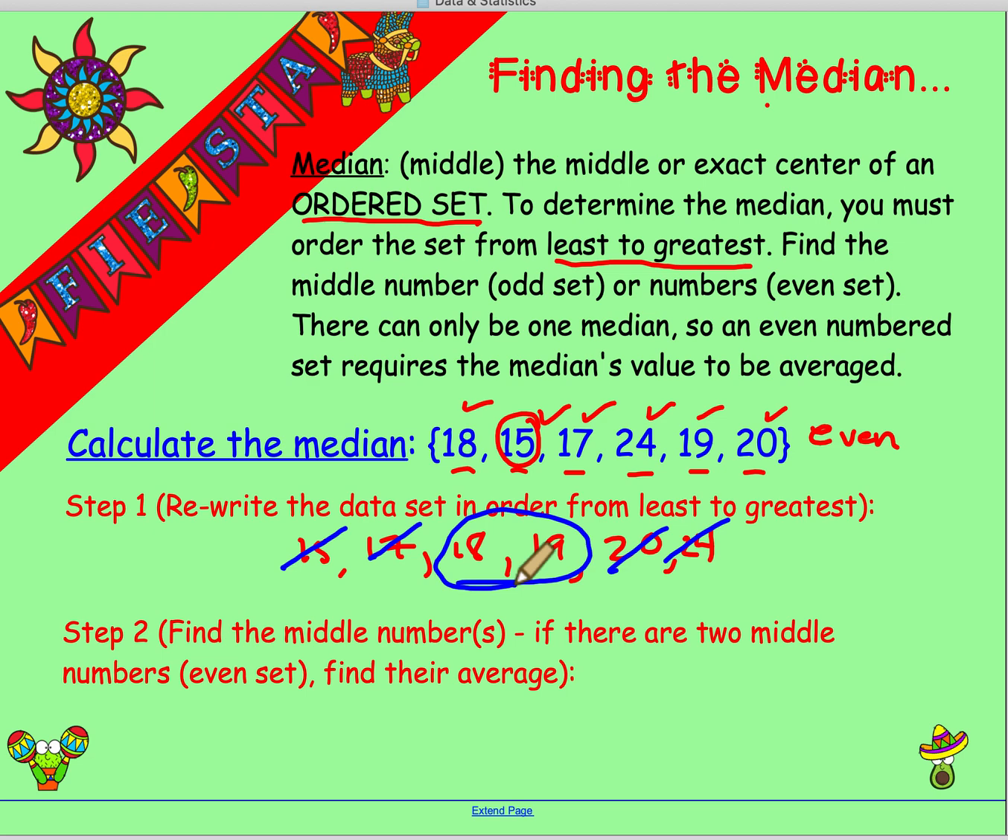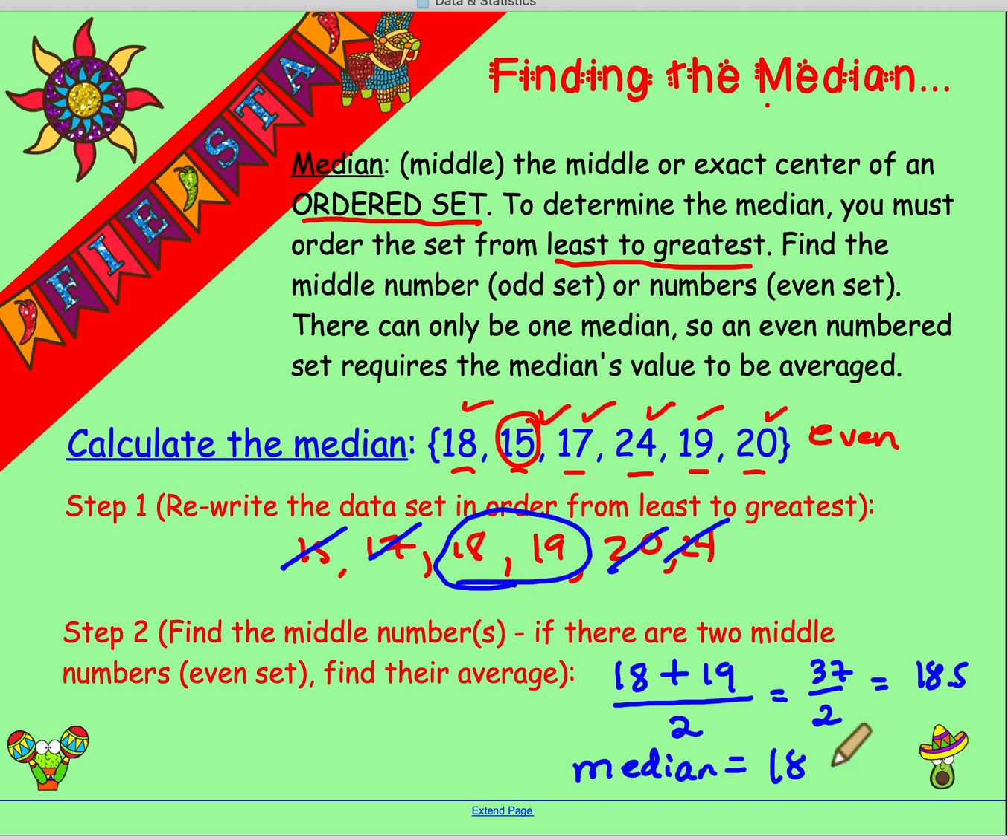So I found the middle numbers, and now there are 2 middle numbers, so I'm going to average them. So how do we average? To average, we add, and we divide by how many they are. So if there's 2 in the middle, I'm going to add them up and divide by 2. So 18 and 19 is 37, and 37 divided by 2 would be 18 and a half. So my median would be 18 and a half.